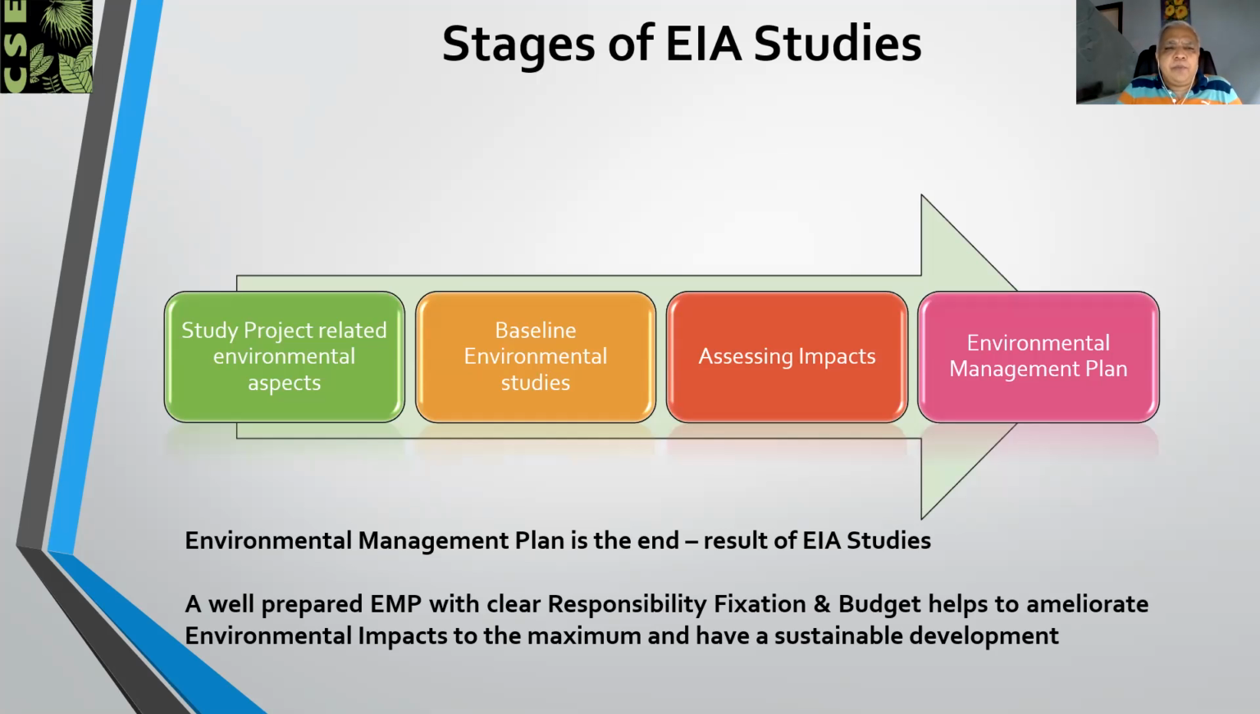As we have seen last time, the EIA study comprises various steps. The principal steps are that we study first the project related environmental aspects. Concurrently we study the baseline environmental status of that area. Based upon these two studies, we assess the impacts due to the project, and once the impacts are assessed, we can develop an environment management plan to address the various concerns which are identified during the impact assessment stage.